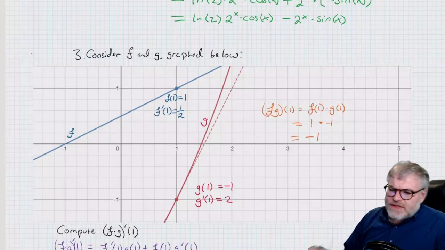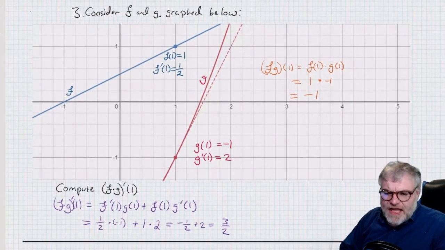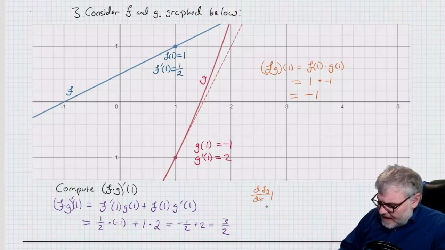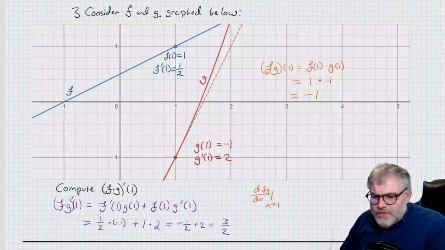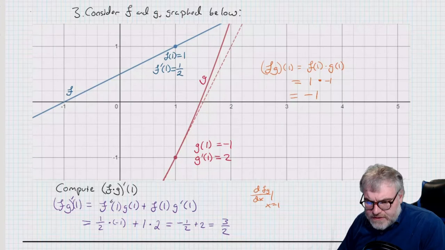Okay. Now, what I want to do is compute the derivative of fg. I'm sorry, I want to compute the derivative of fg at 1. So this is the same as computing d(fg)/dx at x equals 1. So I'm going to take the product rule: the derivative of the first times the second plus the first times the derivative of the second. And then I just plug in the numbers.